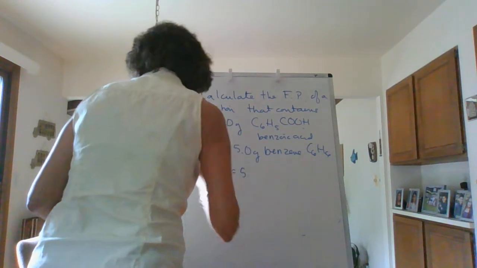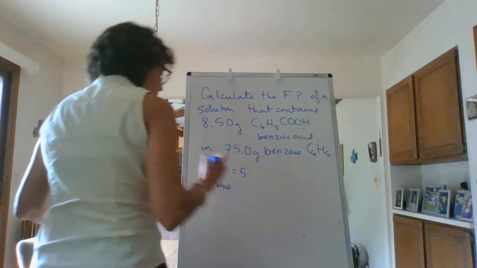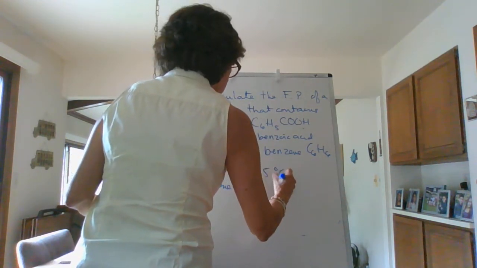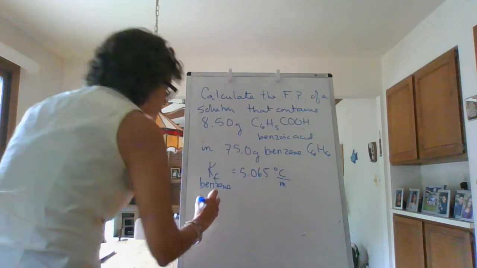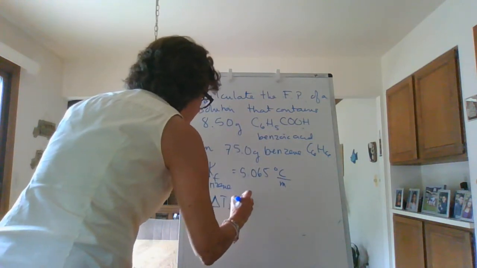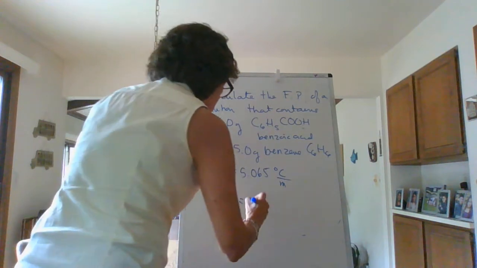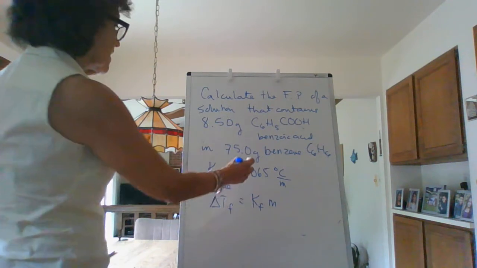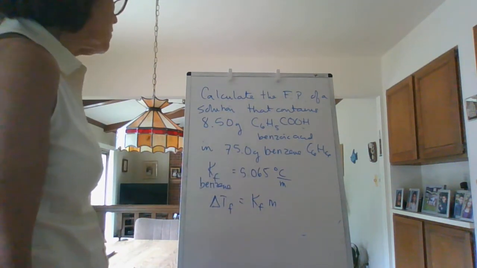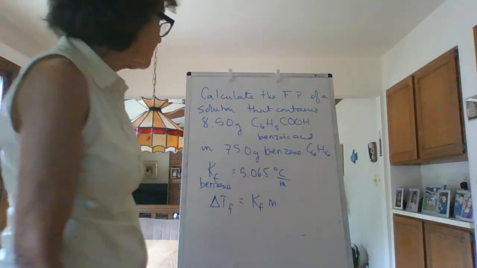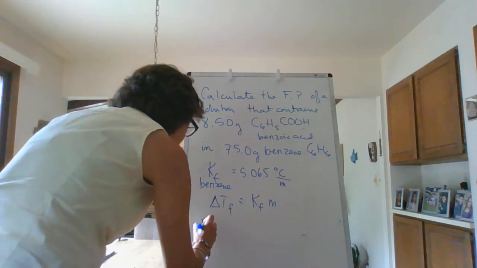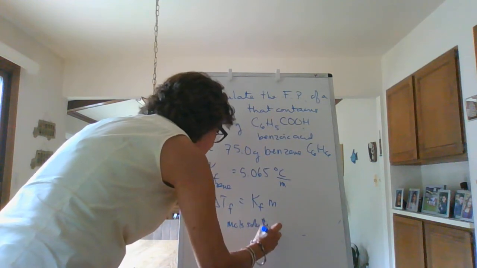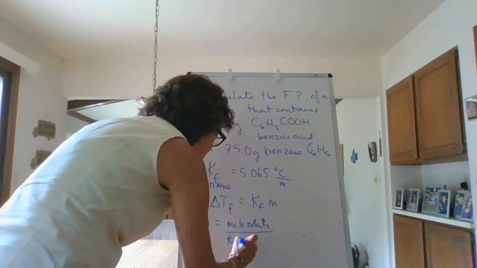So Kf, this is for benzene, is 5.065 degrees Celsius per molal. So delta Tf is equal to Kf times molality. So we have the Kf, now we need the molality. How do we get molality? Remember, molality is moles of solute divided by kilograms of solvent.